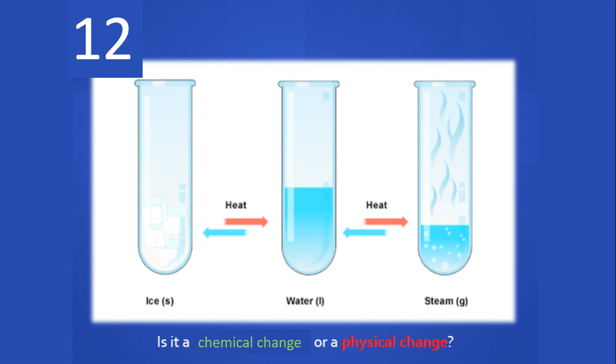Number 12, you have ice. You add heat, it turns to water. You add more heat, it turns to water vapor. Is this a chemical change or a physical change? Is it changing state of matter or is it changing its substance? You tell me. Justify your answer.